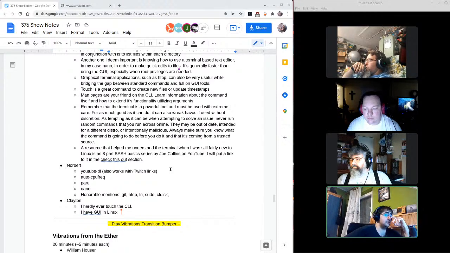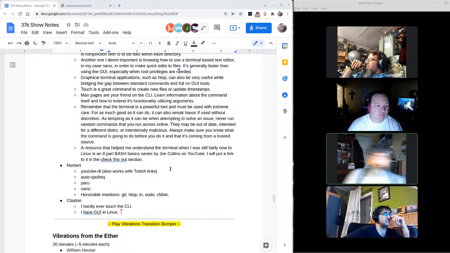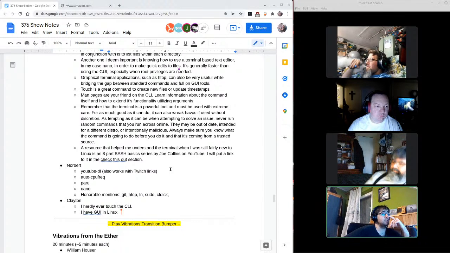and while I think XBPS, Void Linux's package manager, is way faster, I don't really like the layout and I don't really like how information is laid out in XBPS. So I think because of that, Pacman and Paru might be my favorite package manager if we are shouting out package managers.